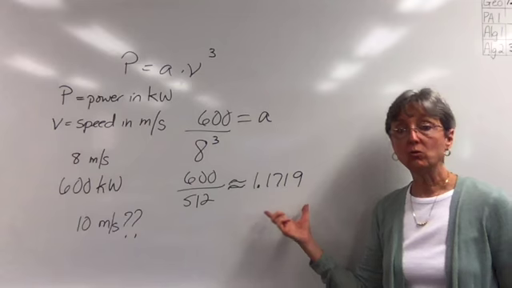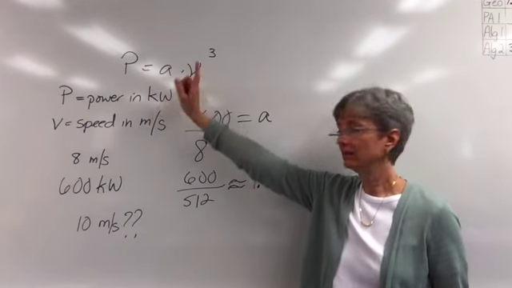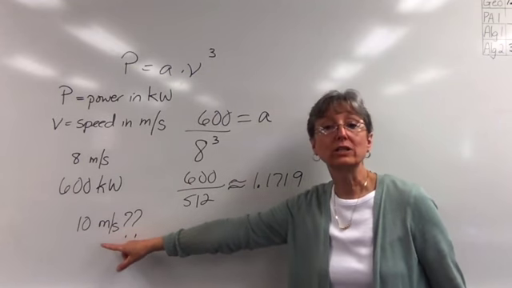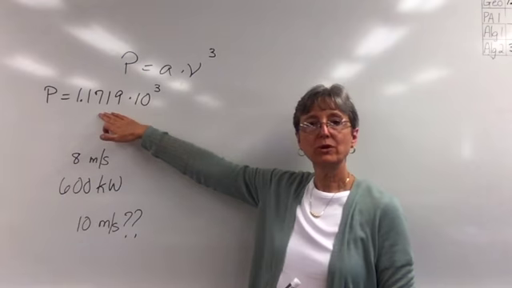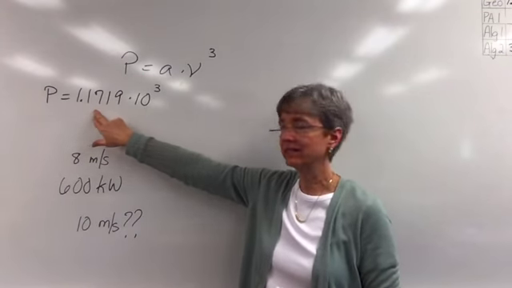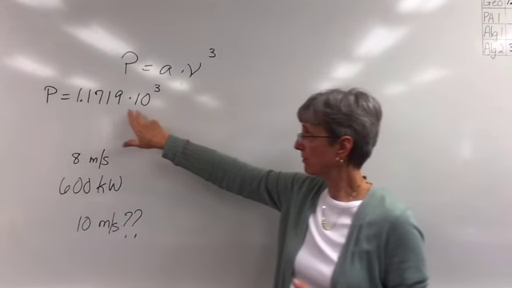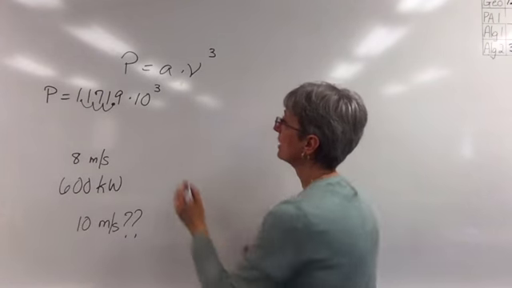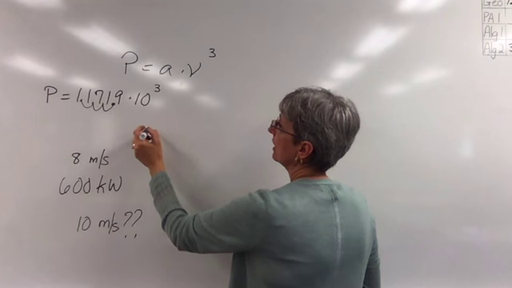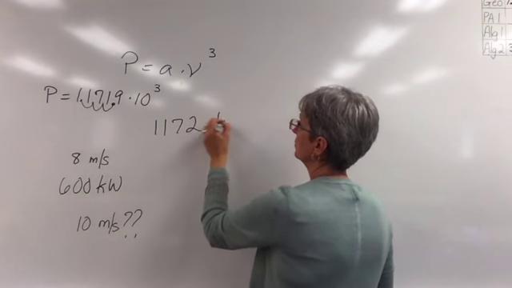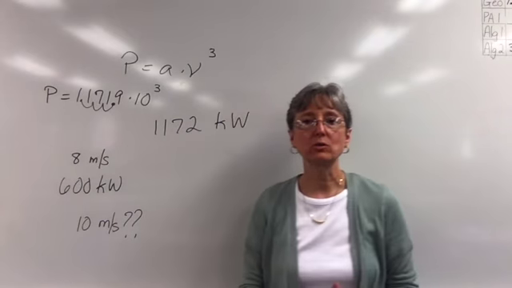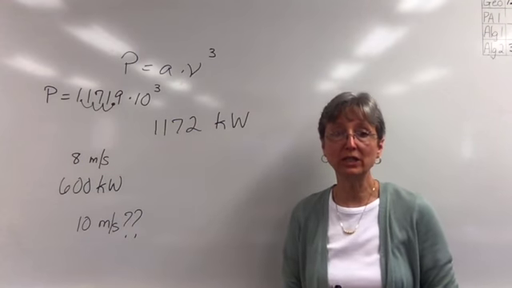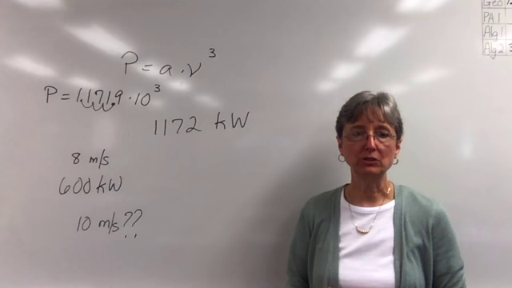So about 1.1719. Now we can make that our A and solve for how much power would be generated when the wind is going 10 meters per second. So here we plugged in the 1.1719. 10 cubed is 1,000. So if I multiply this by 1,000, I am just moving this over 3 places. And so we realize the power generated would be about 1172 kilowatts. Round it to the nearest whole number instead of 1171.9, about 1,172 kilowatts when the wind is 10 meters per second.